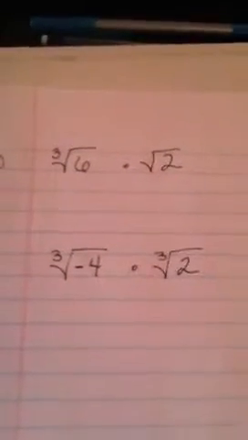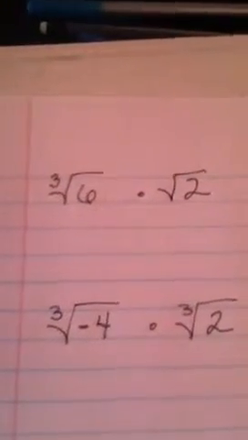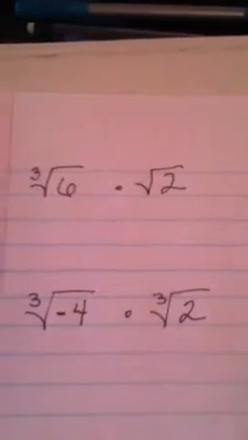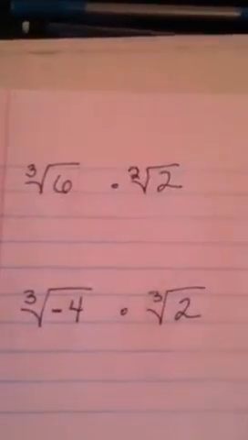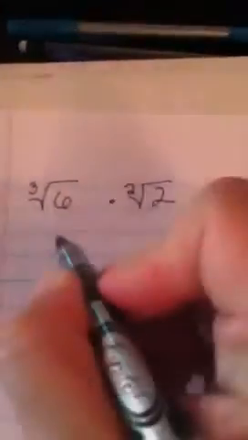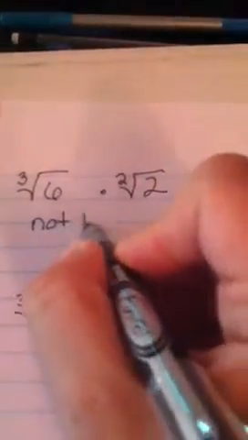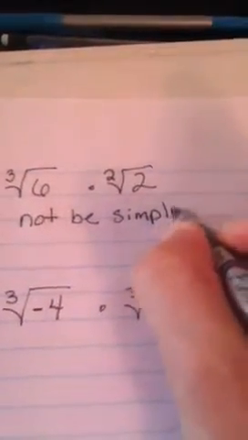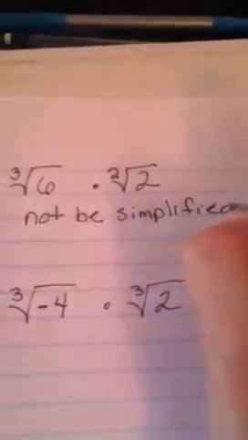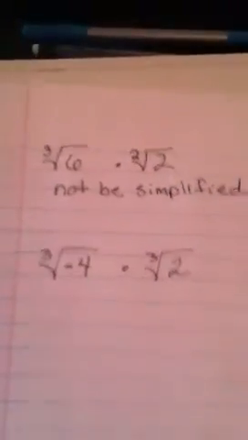Okay, let's do some more on radical simplification. If you look at this first example, the cube root of 6 times the square root of 2, the unwritten index here is a 2. Notice that the indexes are different, so this problem cannot be simplified. And it cannot be simplified because the indexes are different.